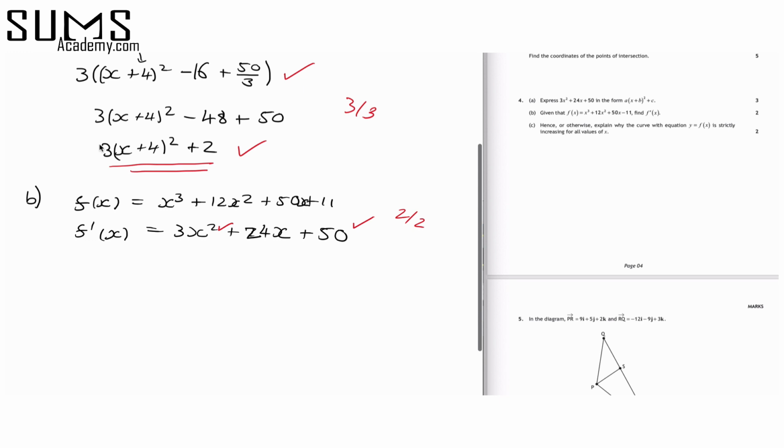Okay, part C. Hence or otherwise, explain why the curve with the equation y equals f of x is strictly increasing for all values of x. Okay, so how does this help us? Well, when we want to think about something decreasing or increasing, we always want to think about the derivative. So we actually have an expression for the derivative here, which is 3x squared plus 24x plus 50. But that is also the same expression that we simplified in part A.